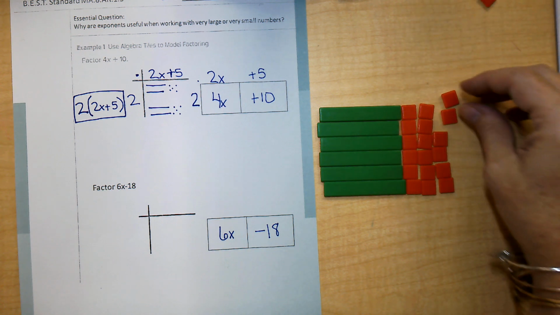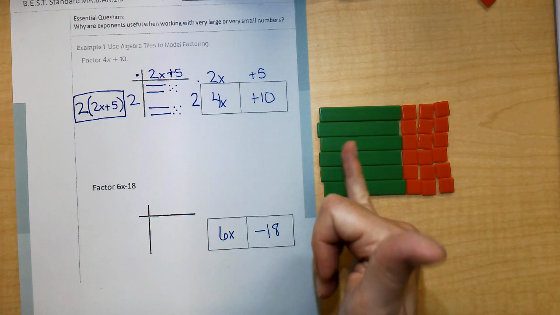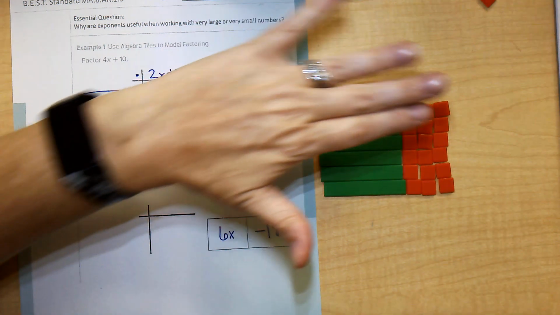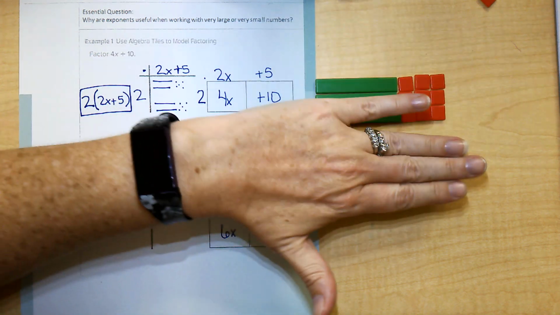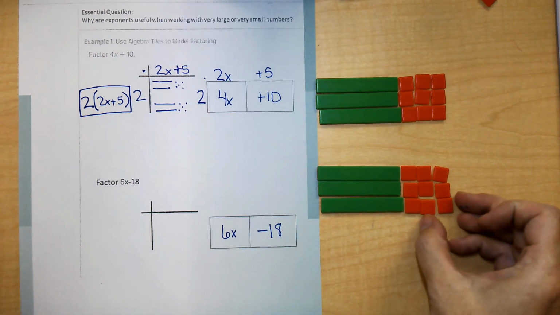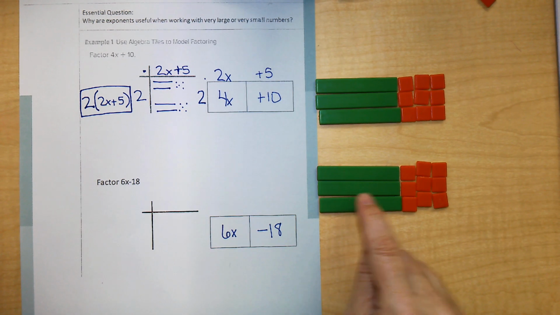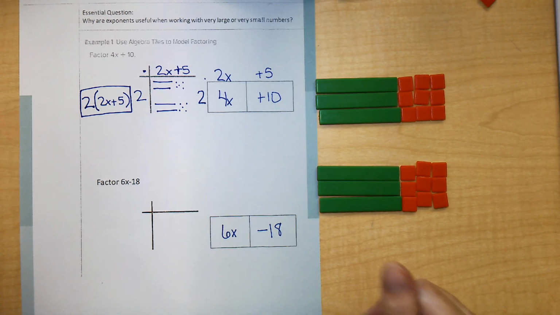All right. So I have 6x minus 18. So I'm going to try to split up 6x minus 18 into as many groups as I possibly can. So the first thing I see is I can split them up into 2 even groups. Okay? That's where I usually start. See if I can split it into 2 even groups. So each of my groups now has 3x minus 9.